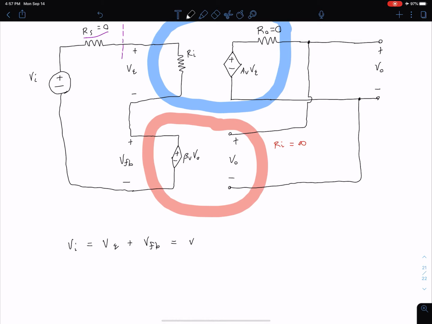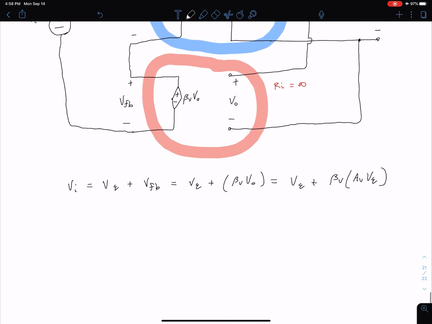Well, so we can make some substitutions. Our error voltage we'll leave for the time being. And we know that our feedback voltage is equal to beta V times V out. Well, we know that we can substitute for V out as well. So we have V epsilon plus beta V, and now our V out, we know, is equal to AV times V epsilon. And again, that's assuming an open load condition and/or that the output resistance for our amplifier is 0.